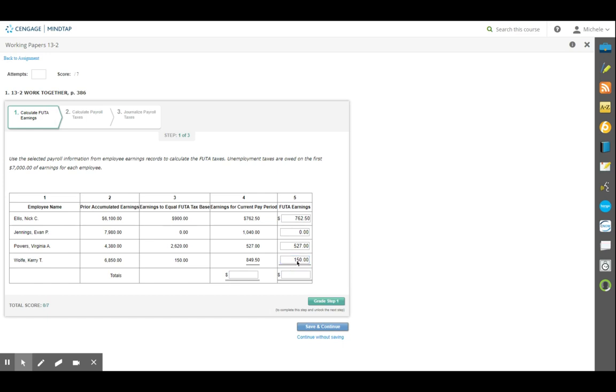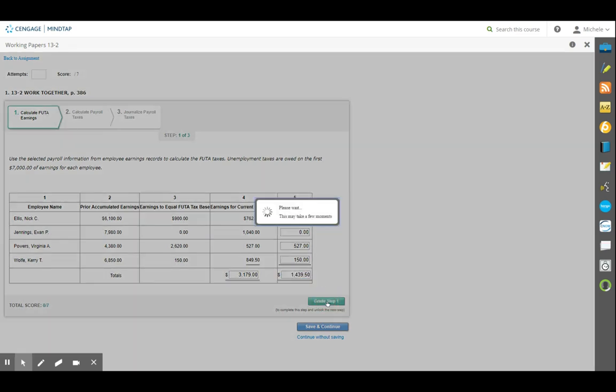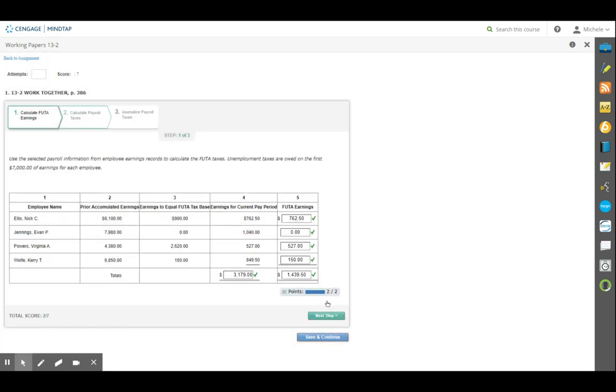All right, we're going to add the columns up. Just simple straight math. That number is 3,179. And this number should equal out to 1,439.50. So make sure I got all my cents in there correctly. All right. Let's go ahead and grade step 1. And it looks like we did those correct. So let's go to step 2.